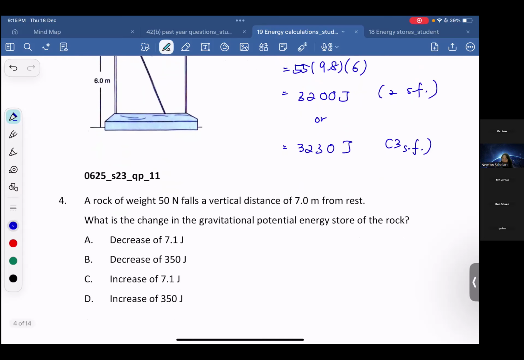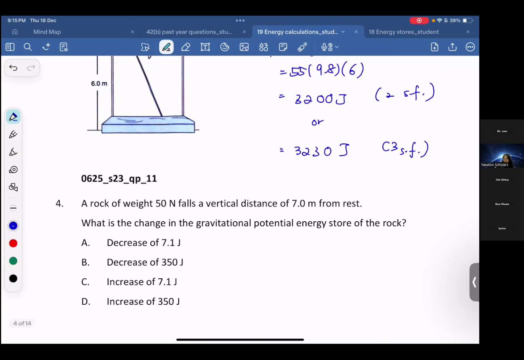Okay, question number 4 is 2023, 2 years ago. So can you try? The rock of weight 50 Newton falls a vertical distance of 7 meter from rest. What is the change in the GPE energy store of the rock? So here, there is a rock.